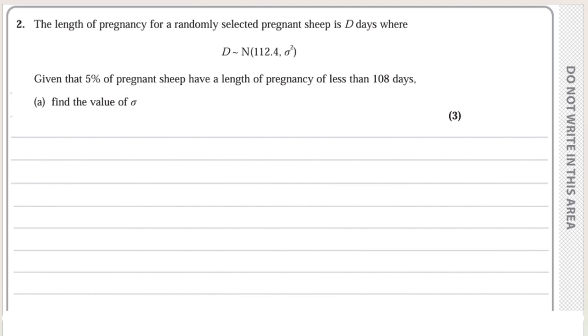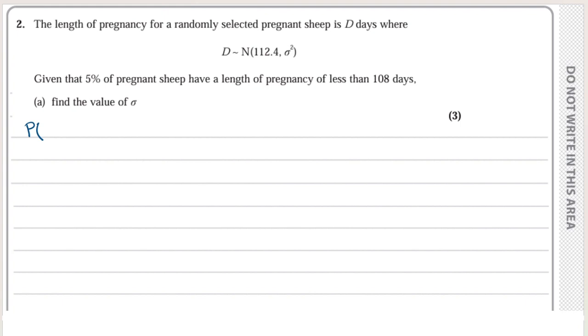Okay, we continue with the International A-Level Statistics S2 paper from January 2024, and this is question number 2. The length of pregnancy for a randomly selected pregnant sheep is D days, where D is normally distributed with mean 112.4 and variance sigma squared. Given that 5% of pregnant sheep have a length of pregnancy of less than 108 days, part A, find the value of sigma.